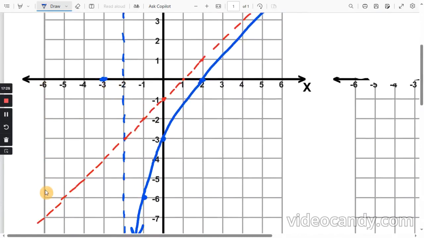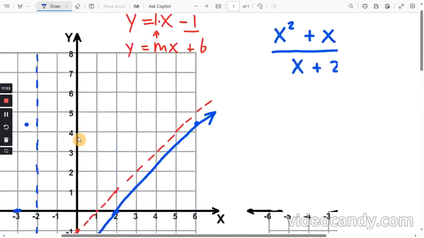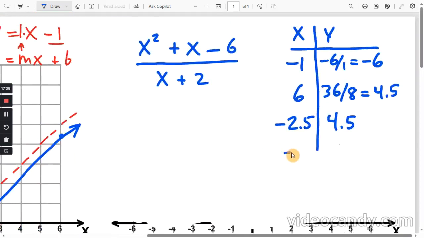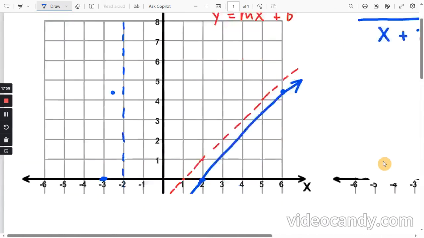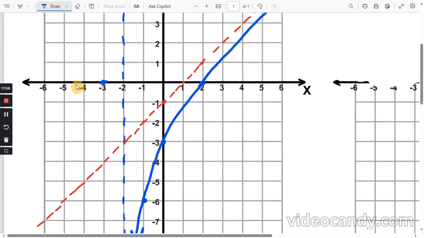Actually, we could do anything right here. Let's do -4. We could do anything in this area. All right, at -4, we got 16 minus 4, that's 12, minus 6, that's 6. And -4 plus 2 is -2. 6 over -2 is -3. All right, -4 and -3.